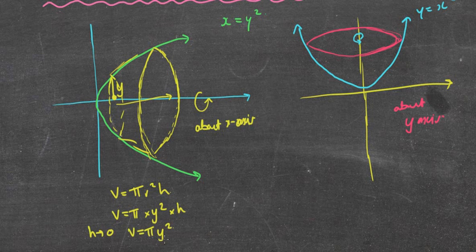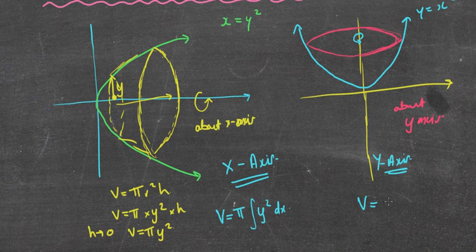Now again, that's not going to make too much sense to you, and that doesn't need to happen. What needs to happen is that you know the two formulas. When we're rotating about the x-axis, the formula you need to remember is volume equals pi times the integral of y squared dx. If I'm rotating about the y-axis, the formula is volume equals pi times the integral of x squared dy.